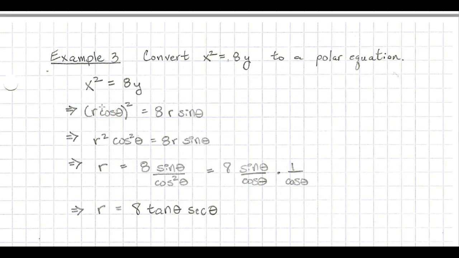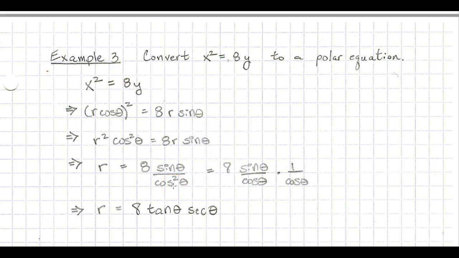All right, the other thing we want you to be able to do is convert a rectangular equation like this to a polar equation. So x squared equals 8y. All right, well, how do I do that? Well, I know that x is r cosine theta. I square it. And then y is r sine theta. So r squared cosine squared theta equals 8r sine theta. Divide both sides by r, I just get r. Divide both sides by cosine squared, I get 8 times the sine of theta over cosine squared theta.